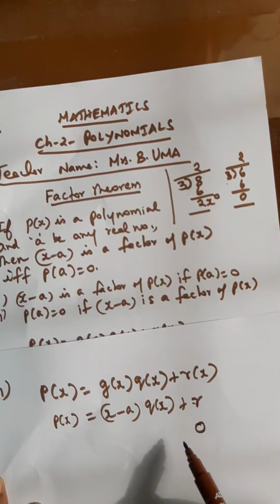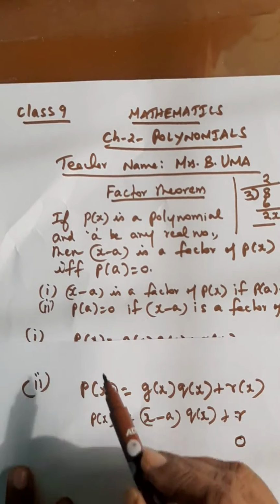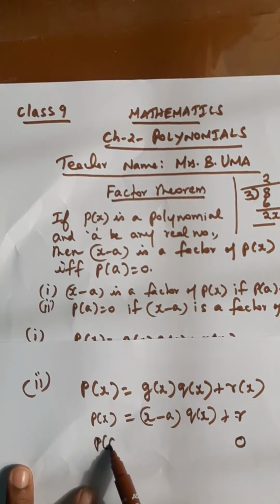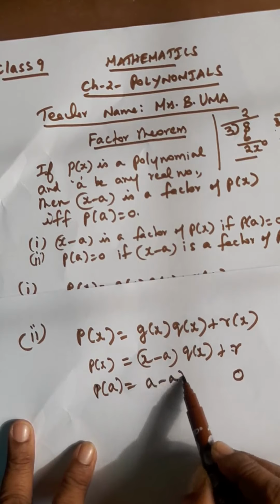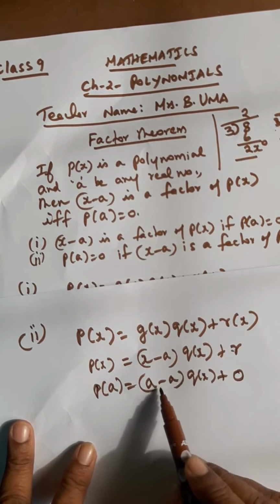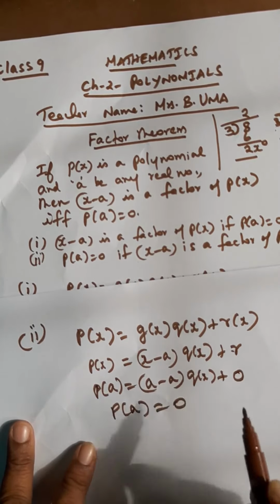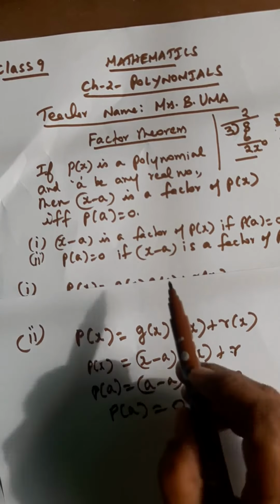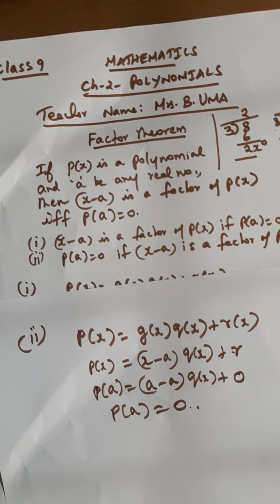But what I need to prove is P of a is 0. So instead of x, a is here. Let me substitute for x here: a minus a, Q of x, 0. This whole thing will become 0. Already here 0. So P of a is 0. Thus proved. The second part also we proved. So if x minus a is a factor of P of x, then P of a will become 0.